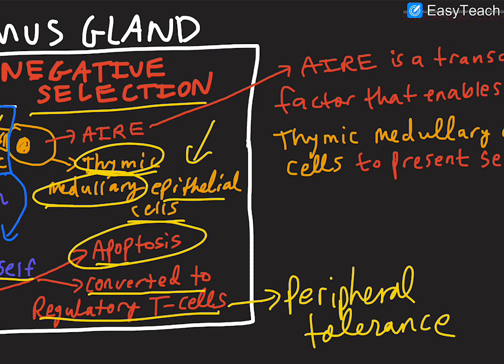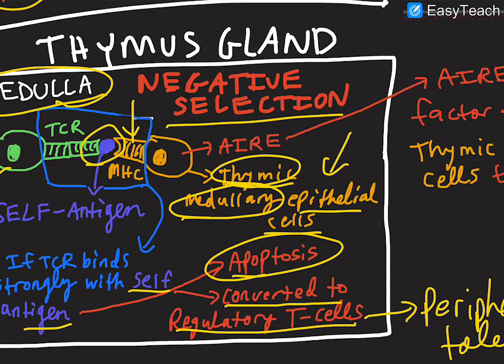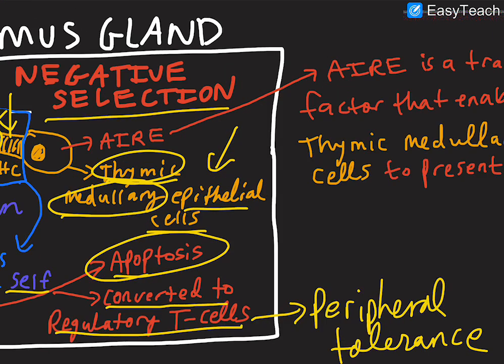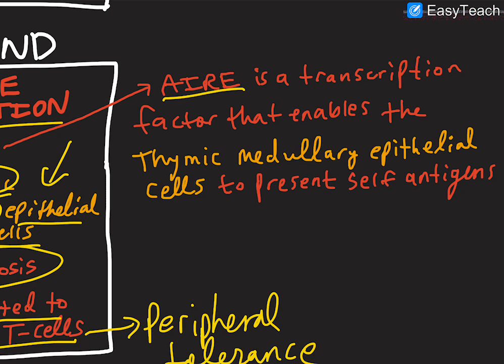These medullary thymic epithelial cells need a very important transcription factor in order to even present these self-antigens to our developing T cells. That transcription factor is called AIRE. What it does is it enables the thymic medullary epithelial cells to present self-antigens. And we said that was really important because that's how you train your developing T cells to not react against your own self-antigens and self-tissue.